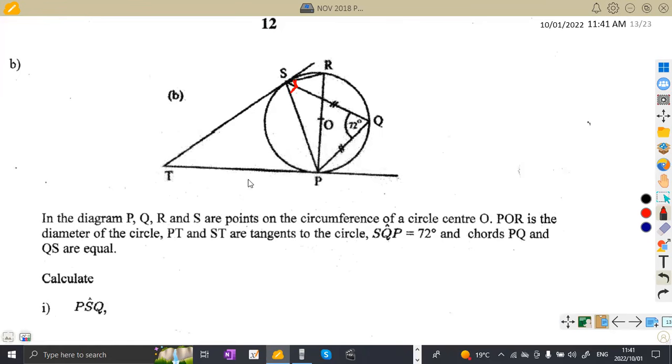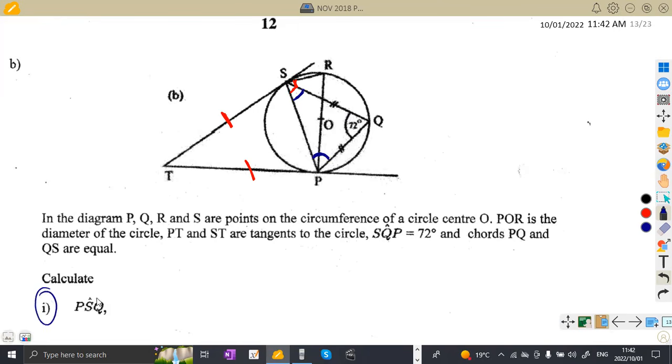Then we have the tangents PT and ST. Two tangents from an external point of a circle are equal in length, and we are given an angle of 72 degrees. The chords are equal, so take note, these two chords are equal. What does it mean? It means triangle SQP is an isosceles triangle, whereby angle S is equal to the angle at P.